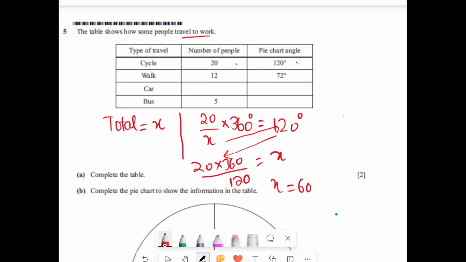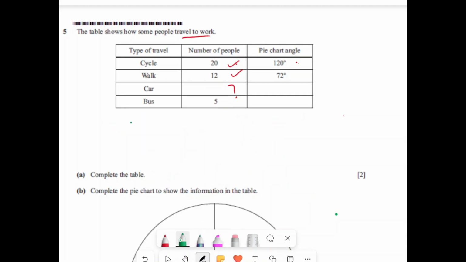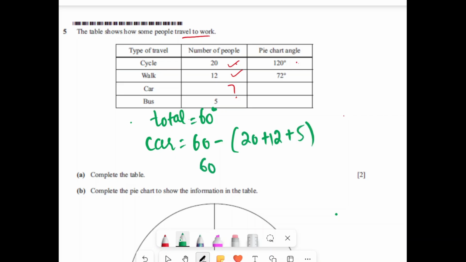Now out of 60, 20 travel by cycle, 20 travel by walk, and 25 by bus. And how many travel by car we have to calculate. So, we got the total is 60. Those who travel by car will be 60 minus, add up the values that travel by other means, like 20 plus 12 plus 5, 16 minus 37, and that will be 23.